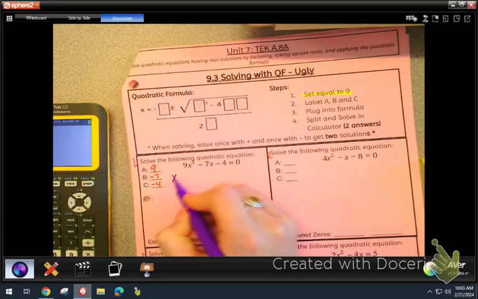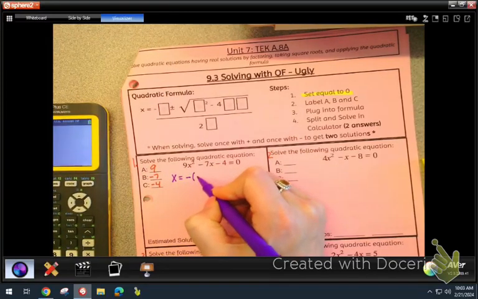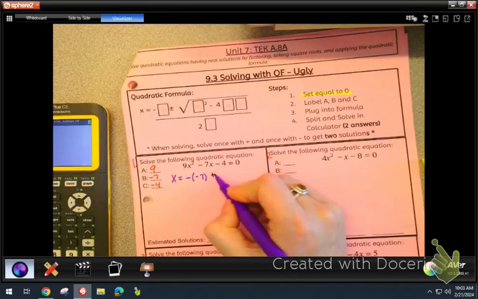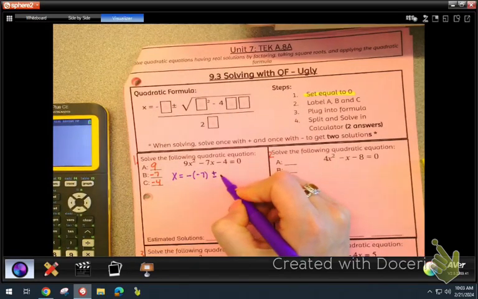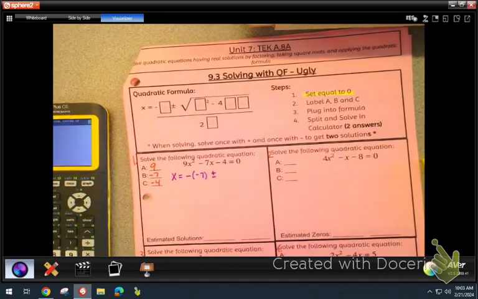We're going to plug everything in parentheses. Negative, plus... our B value is -7, which means I'm going to have a double negative right there. That's okay. Plus or minus. You only put parentheses around the A, the B, and the C. The other negatives are on the outside.